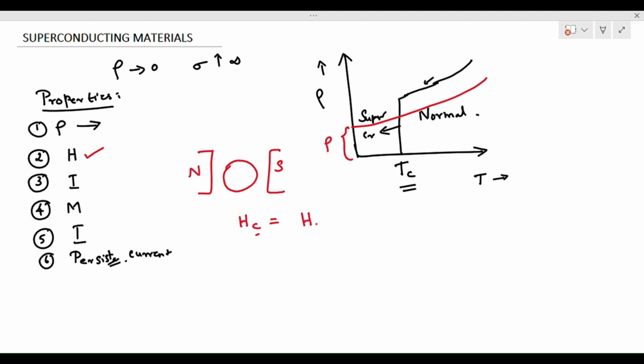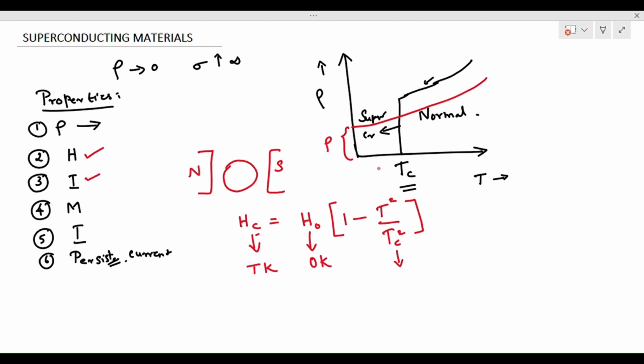It is given by the formula Hc equals H naught times (1 minus T squared by Tc squared), where H naught is the field required to destroy the superconducting property of the specimen at 0 Kelvin temperature, Hc is the magnetic field required to destroy the superconducting property of the specimen at T Kelvin, and Tc is the temperature required to destroy the superconducting property of the specimen, which is termed the critical temperature.